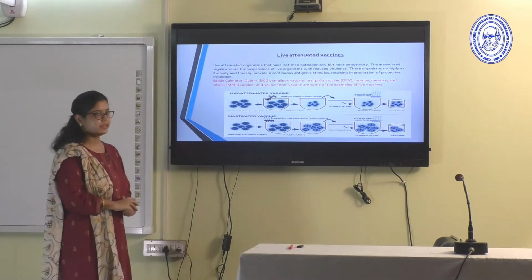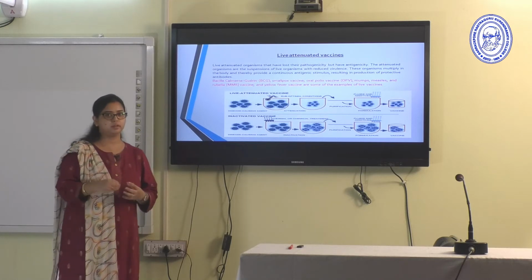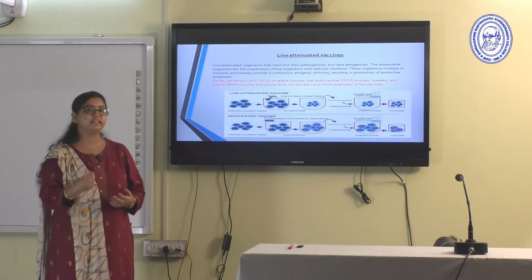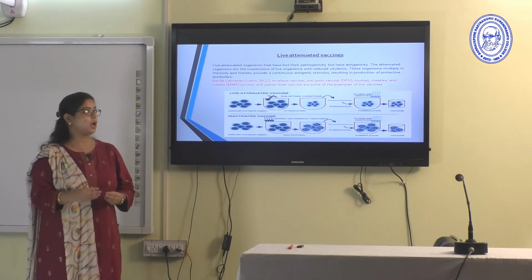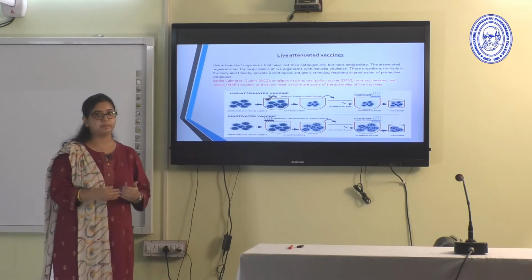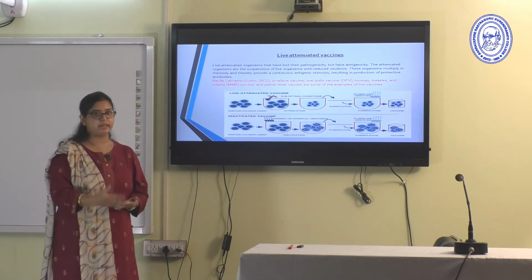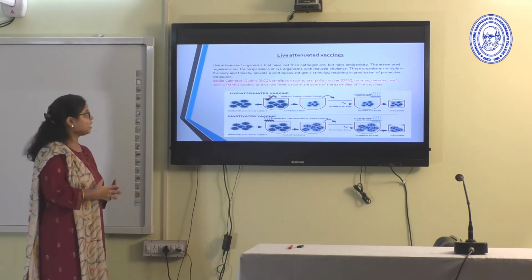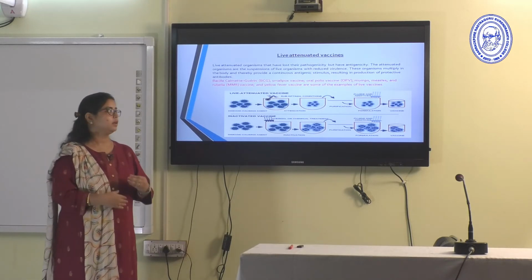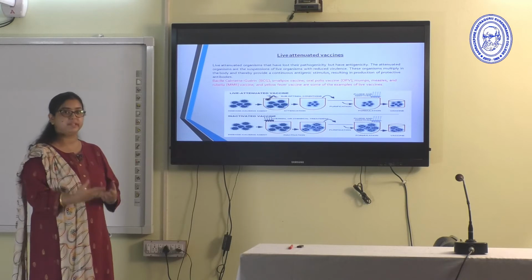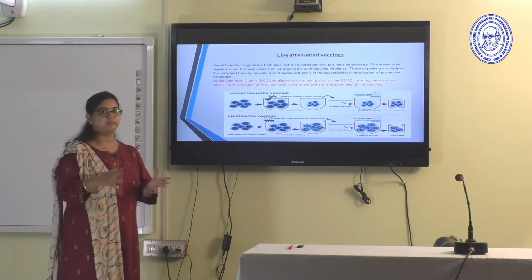In a live attenuated vaccine, the microorganism being injected in the form of a vaccine is not dead. It is alive, but it is attenuated. That means its immunogenic or pathogenic capacity has been weakened. The pathogenic capacity of the bacteria or viruses has been weakened by growing the bacteria or the virus in adverse conditions.